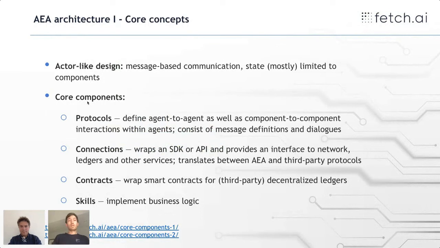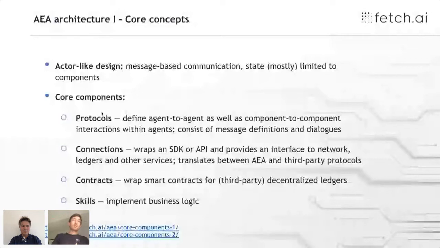And there are four core components which a developer worries about when developing an AA. And the beauty of this componentization is that, as Toby was saying, someone might develop one of those components and be able to share it, and then it can be reused in another project. So we have a built-in way to distribute them. We'll come to that. So the four core components are protocols, connections, contracts, and skills.